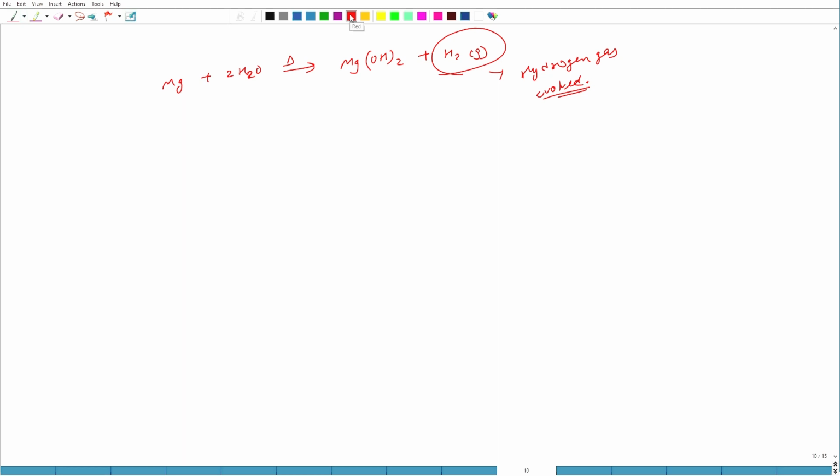Now, if you see the oxidation number, I am just writing the oxidation numbers which have changed. Magnesium has gone from 0 to +2, that means oxidation, and hydrogen has gone from +1 to 0, that is reduction. So, this is also a redox reaction where alkaline earth metals, group 2 metals, react with water to form group 2 hydroxides, in which the hydrogen gas has been displaced, giving an example of a non-metal displacement redox reaction.